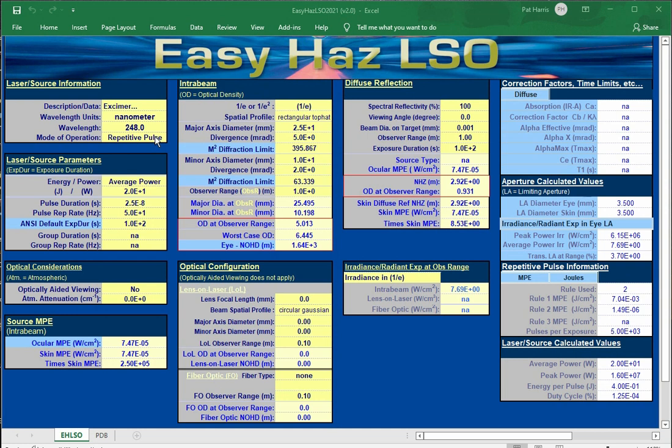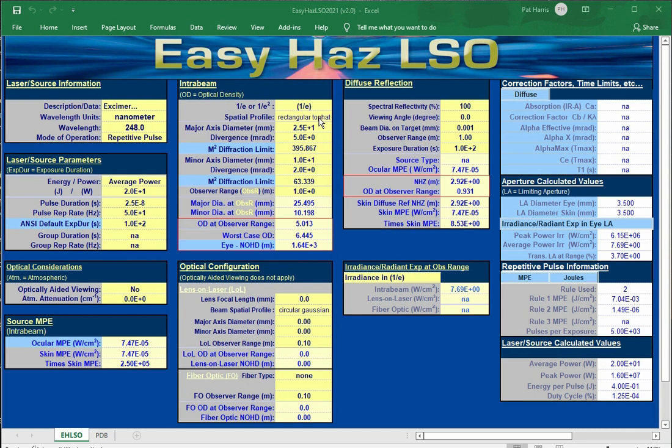We have a repetitive pulse unit. The average power is 20 watts. We have a 25 nanosecond pulse duration. 50 hertz is the repetition rate. The ANSI default exposure duration is 100 seconds. And we're looking at a 1/e rectangular top hat for our spatial profile here.